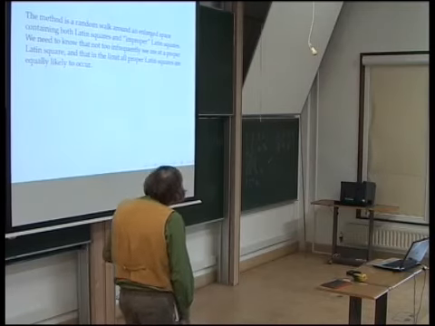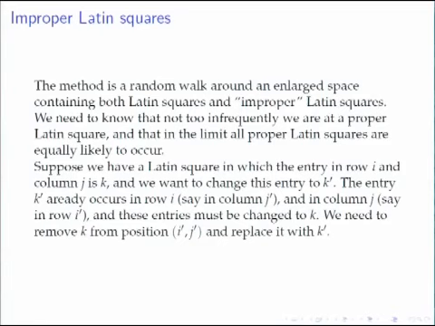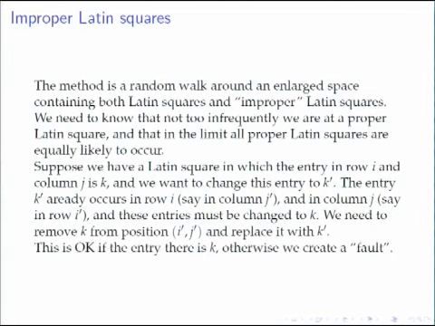Okay, so that's the basic step. And here it is written out formally. We have a Latin square in which the entry in row i in column j is k, and we want to change it to k dashed. So the entry k dashed already occurs in row i and in column j, as we saw over there. So those entries have to be changed to k to keep the numbers correct. And that leaves you with position i dashed, j dashed, where you need to remove a k and put a k dashed in, except there mightn't be a k there already, in which case you create a fault.